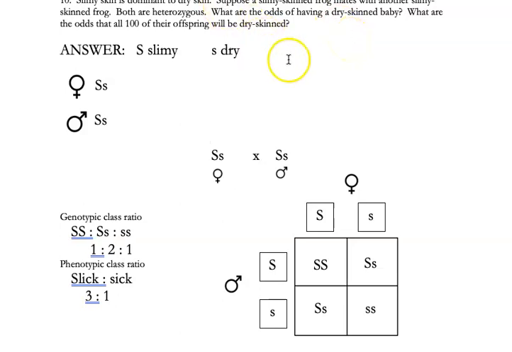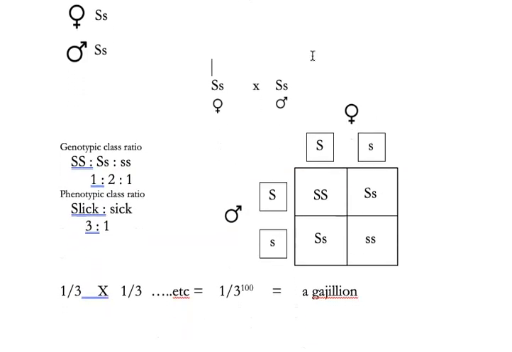What are the odds that 100 of their offspring will be dry skinned? That asks you to say 1/3 times 1/3 times 1/3, and so on. This is sort of a joke question. So that becomes 1 over 3 to the 100th power, which I wrote down as a gajillion. I don't know what the answer is. I don't care. Listen, hopefully you got it.